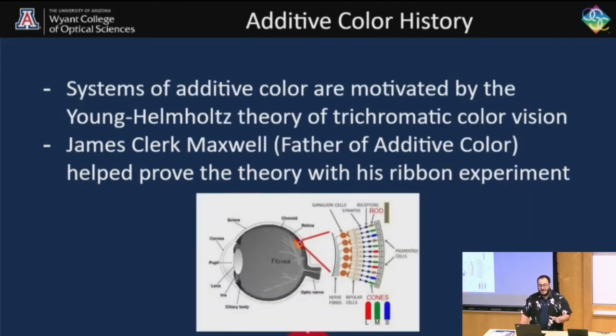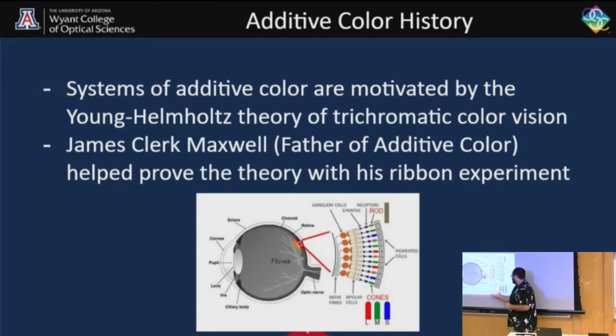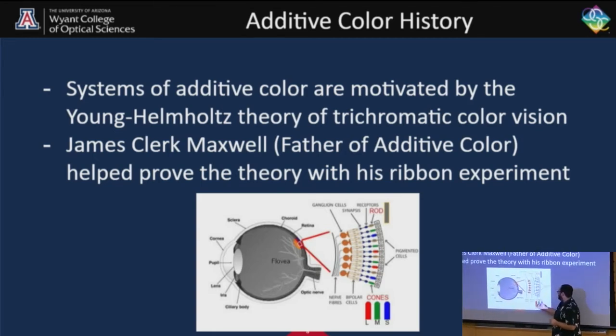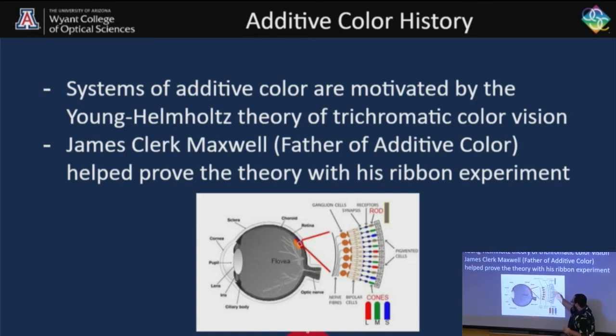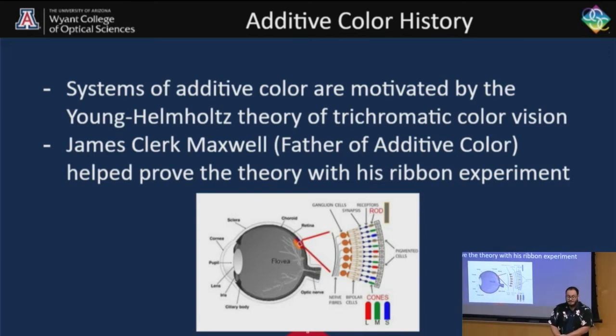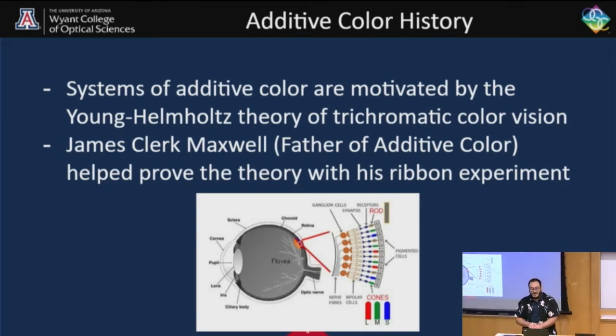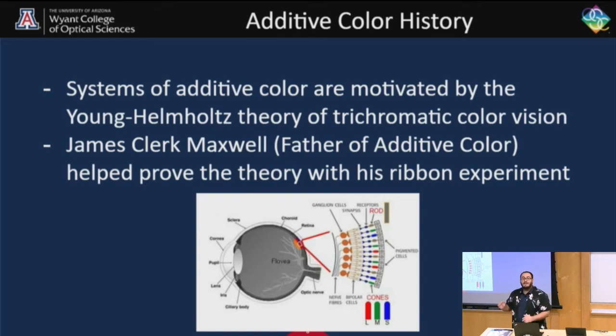But a little background on additive color mixing. We have a little bit of history to go over as well. So systems of additive color are motivated by the Young-Helmholtz theory of trichromatic color vision, which is what you see in this diagram right here of the eye. We have all these cones which pick up your red, green, and blue receptors at the back part of your eye. Those are your color rods. Now, James Clerk Maxwell, who is considered to be the father of additive color, actually helped prove this theory that we have red, green, and blue receptors in our eyes with his ribbon experiment.